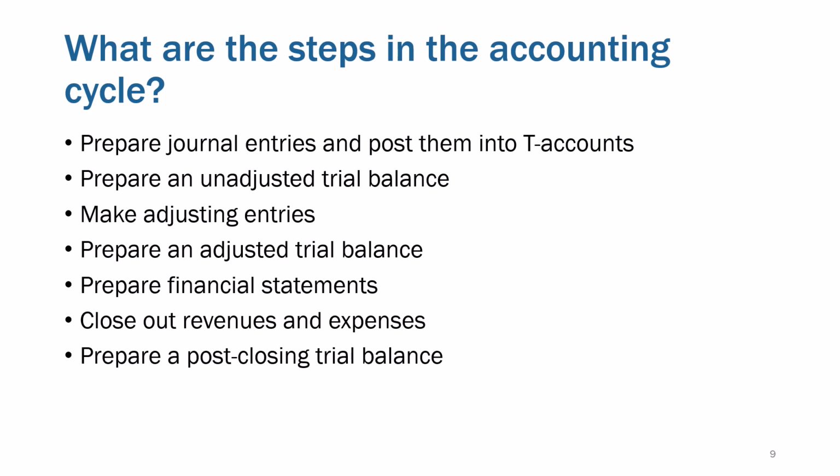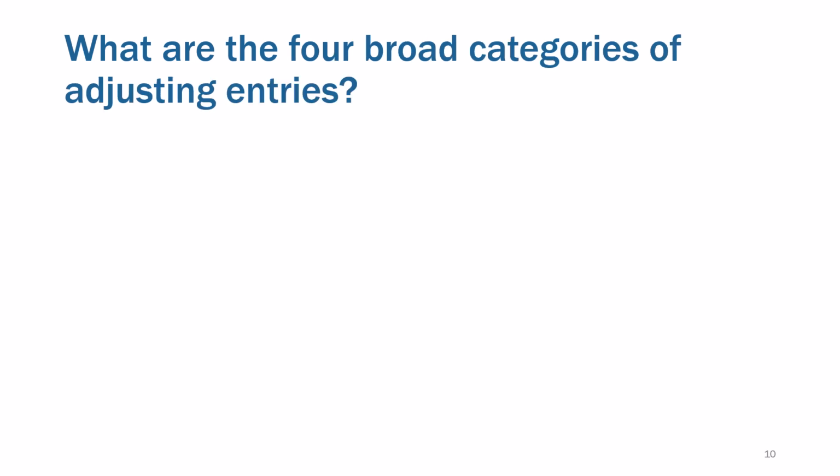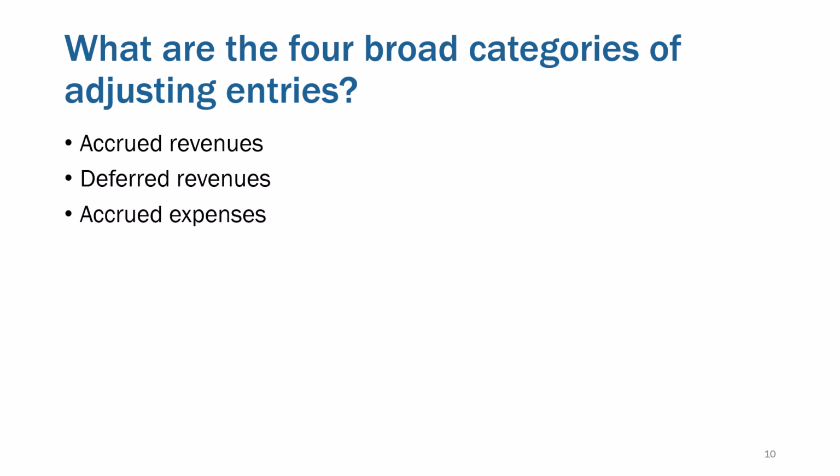What are the 4 broad categories of adjusting entries? We've got accrued revenues. We generally have performed some services, sold some goods, haven't received cash yet. We've got deferred revenues. We've got cash but haven't earned the revenue yet. We've got accrued expenses, where we have incurred an expense but not paid it yet, like accrued wages is a classic one, accrued interest expense.